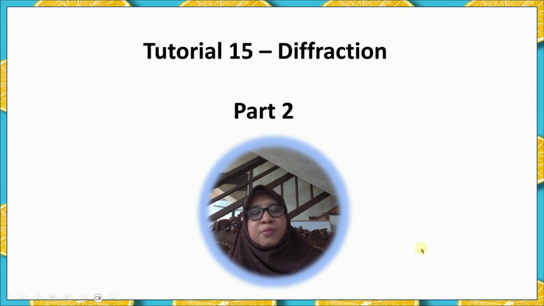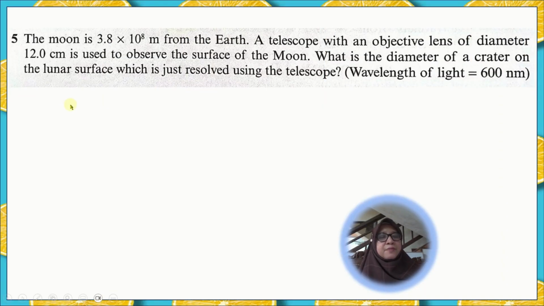Now we've done part 1, and we are going to discuss the part 2 questions in the same topic, diffraction. Question 5. The moon is 3.8 times 10 to the power of 8 meter from the earth. A telescope with an objective lens of diameter 12.0 centimeter is used to observe the surface of the moon. What is the diameter of a crater on the lunar surface which is just resolved using the telescope? The wavelength of light is 600 nanometer.